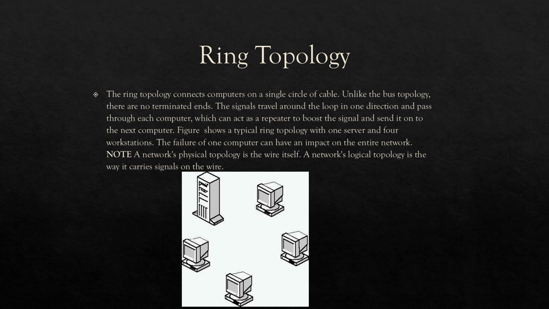Next is ring topology. Ring topology connects the computers on a single circle of cable. They get the name from the circle because of the movement of the token in the network. Usually, a token is circulated in one direction and passes through each computer, which acts as a repeater to boost the signal. In this example, you can see there will be a token circulating through all these PCs.